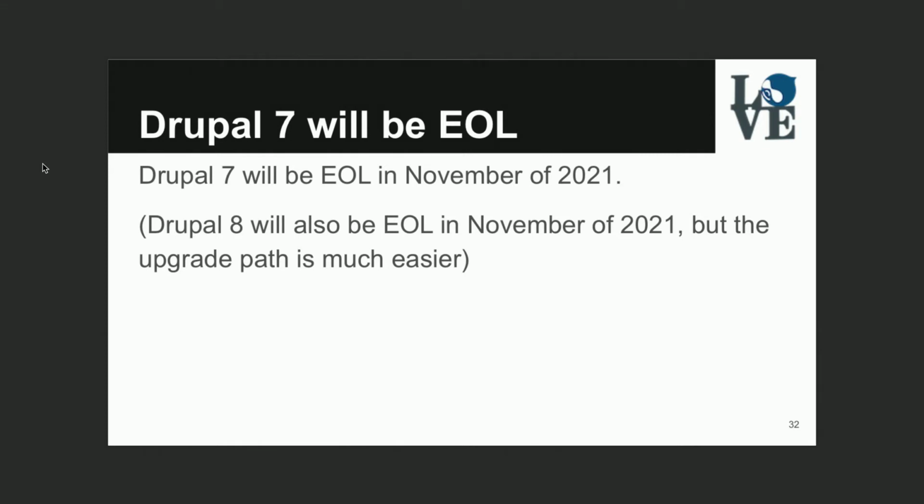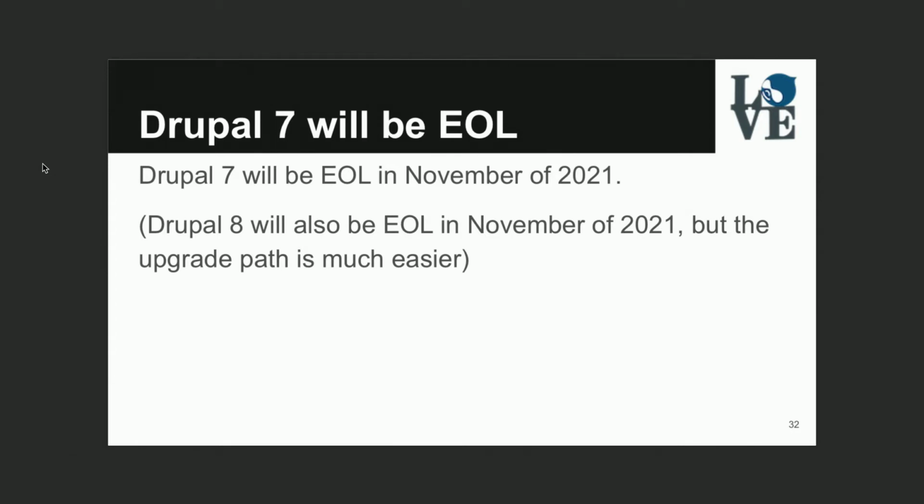I know it's hard to hear, but Drupal 7 has had a great run. It was released in 2007. So 14 years. If you've been using Drupal 7, it's time to update to Drupal 8. Or pay for that long-term support, and hopefully those people will provide it. Drupal 8 will also be end of life on the same day.